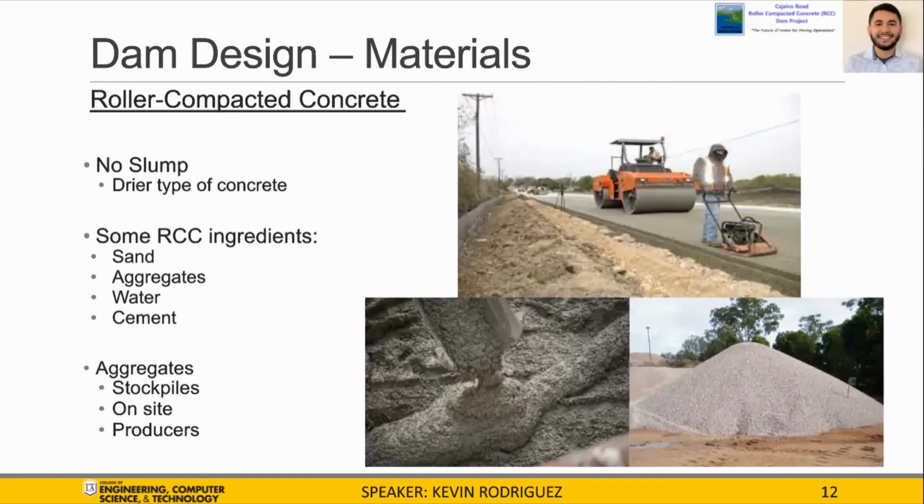Aggregates that are used for RCC mixtures can be found on the construction site, or they can be transported from an aggregate producer. Huge stockpiles of aggregates are necessary for an RCC dam construction before starting the RCC work, because the aggregate production capability might be exceeded by the usage rate of the aggregate during the placement of the RCC.